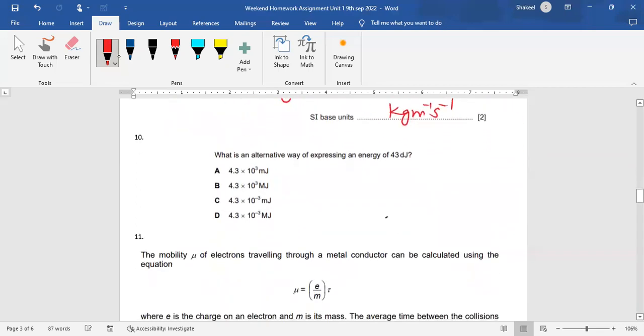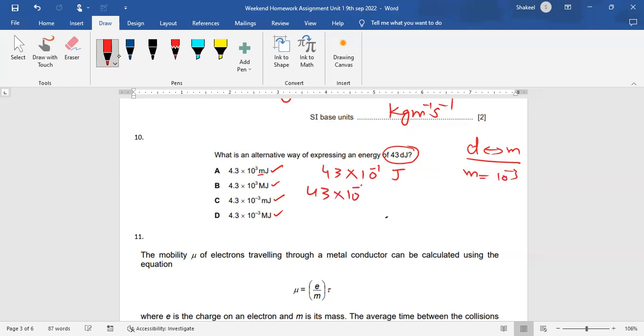Okay. What is the alternate way of expressing energy of 43 decijoule? 43 deci. And look here, it's in milli, mega, and mega. So this question we have studied in prefixes when you have to convert one type of prefix into another. So first you remove the prefix of deci, its value, and then try to convert it into milli, because milli seems to be closer to deci, because deci and milli both are very close to each other. So milli is 10 to the power minus 3. So 10 to the power, try to make it minus 3. So you have to add plus 2 over there.